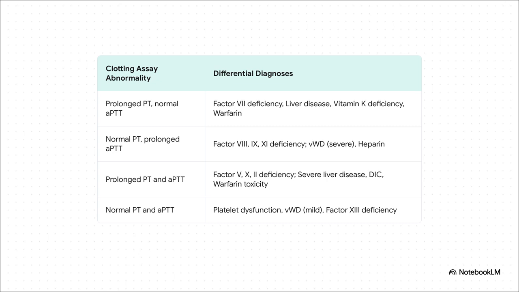It gives you this incredibly powerful framework to go from a simple lab pattern straight to a solid differential diagnosis. Oh, and pay attention to that last row. If the screening labs are normal but your patient is clearly bleeding, you've got to start thinking about platelet issues or maybe a mild von Willebrand disease.